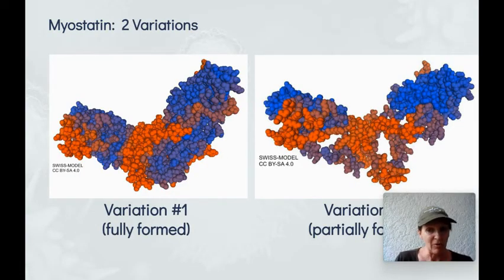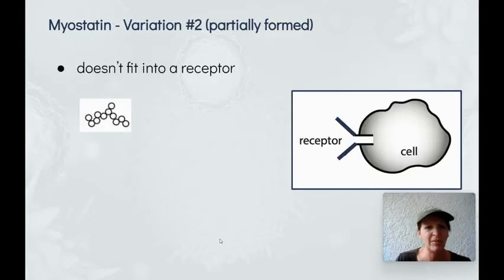But as you remember from the activity that we did in class, there are actually two variations of the myostatin protein. The first variation, variation 1 as we're going to call it, is complete. All the particles are packed really closely together, and we're going to call it fully formed. The second variation is only partially formed. You can see there are little gaps throughout. It looks like a similar shape, but it's kind of gappy, and we're going to call that a partially formed myostatin.